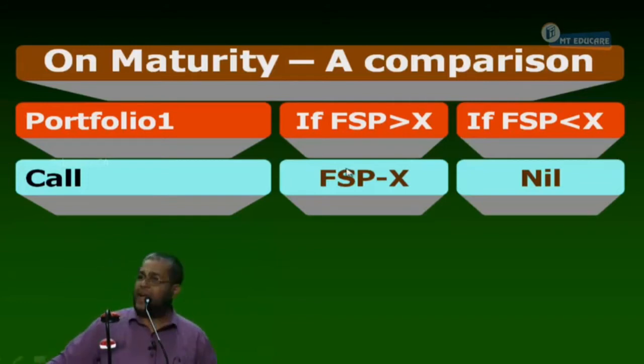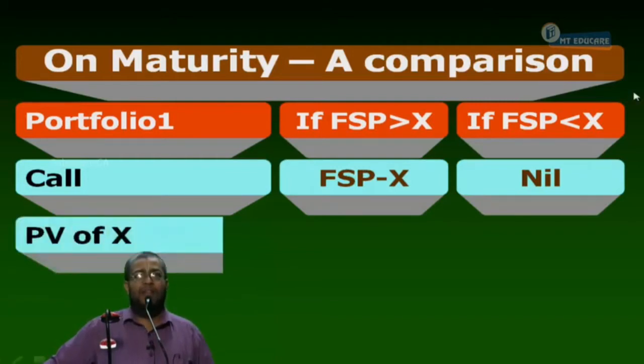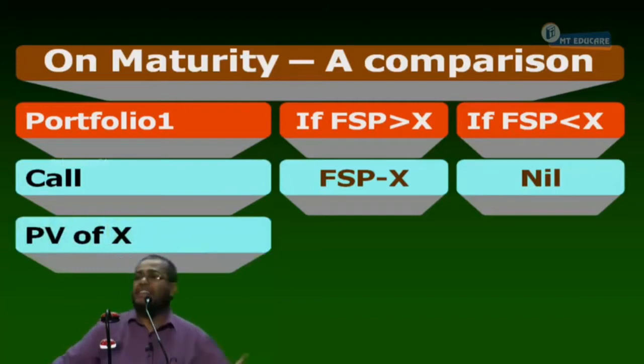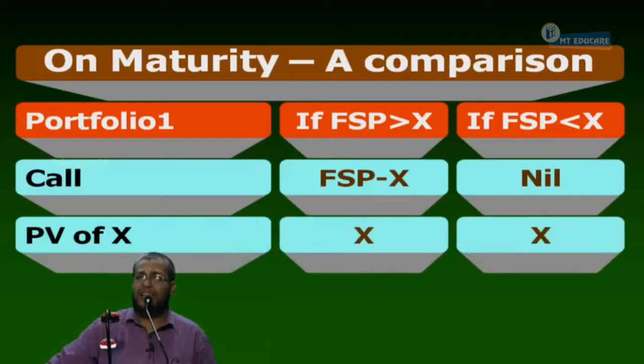Like that, I have the call. I also have cash. Today I deposited the present value of the strike price. On the maturity date, the PV of X matures to X. So on the maturity date, it does not depend on FSP. The maturity amount of PV of X is X. Yes or no?